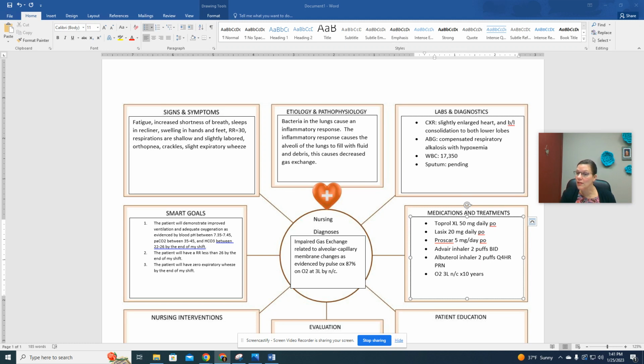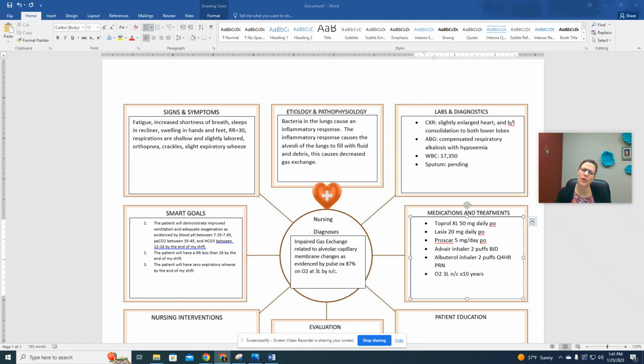Treatments that I would expect that the doctor would put for the patient might be some different respiratory medications. Of course, I think the doctor's going to start some antibiotics to treat the infection in the lungs. I'm also going to expect that we're going to turn, cough, deep breathe, and that we'll probably have an incentive spirometer ordered. I imagine that he's going to order respiratory therapy to see the patient and maybe get a PT/OT consult to come see what they can do for the patient.